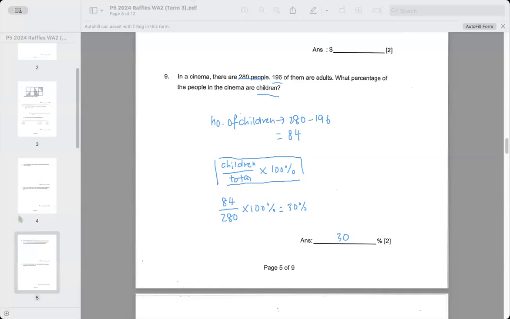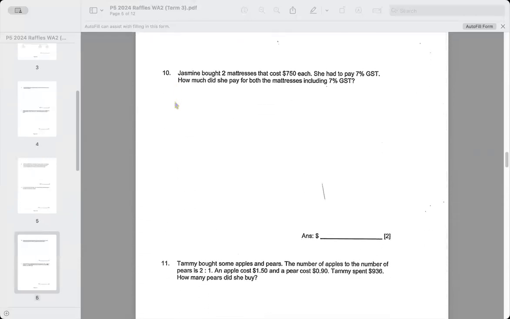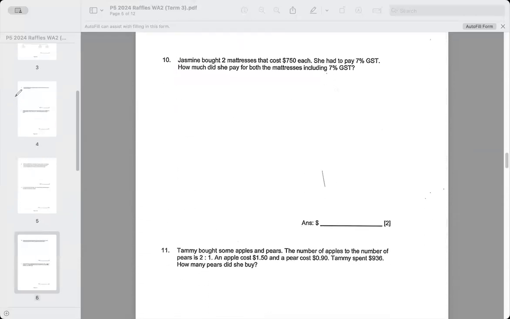All right, let's move on. Question 10. Jasmine bought two mattresses that cost $750 each. She had to pay 7% GST. How much did she pay for both the mattresses, including the 7% GST?